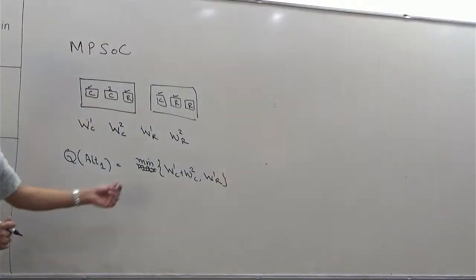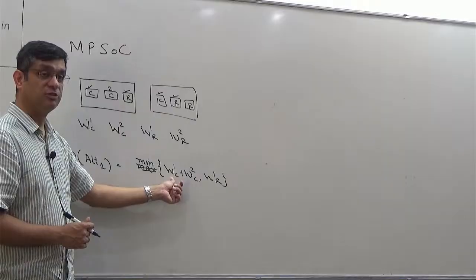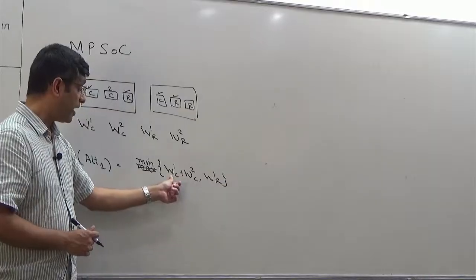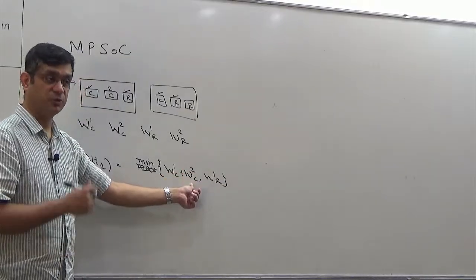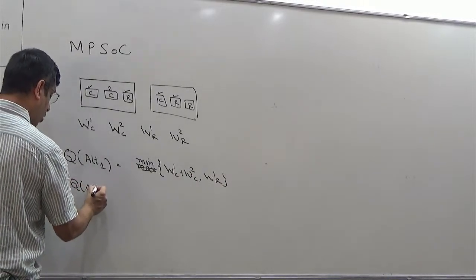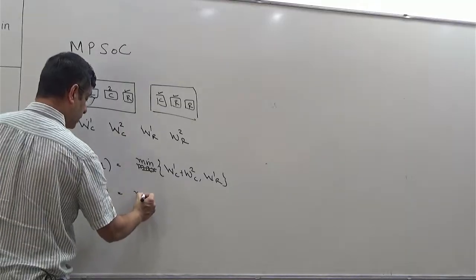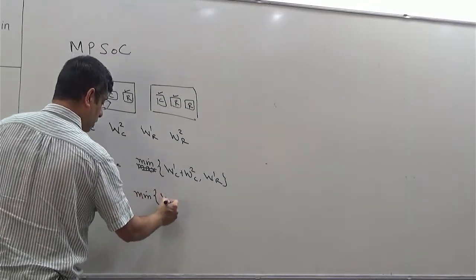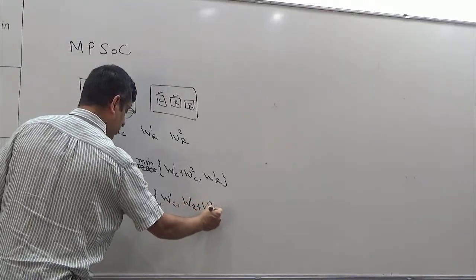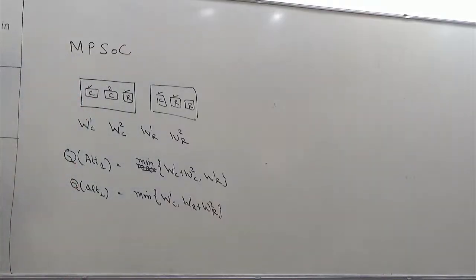In design 1, whichever happens first causes the circuit to break. Either my RAM breaks down or my first CPU breaks down and then the second CPU breaks down. And the cost of alternative 2 is going to be the minimum of W1C, W1R plus W2R. Now, in case the system model is known, suppose I assume the lifetime of a circuit component is again an exponentially distributed random variable.